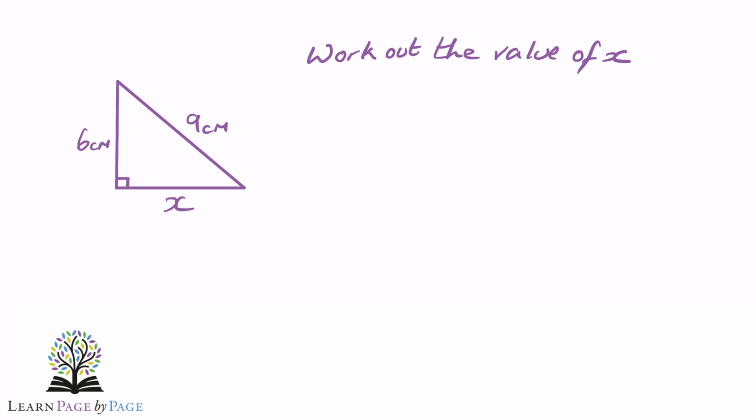Here we're being asked to work out the value of x. So again, the very first thing we do is we write down Pythagoras Theorem. A squared plus b squared equals c squared. Then go ahead and label the triangle. We have A, B, and as before, the longest side, the hypotenuse, is always C. Now you notice here we actually have the hypotenuse measurement, and we have A, but we don't have B.